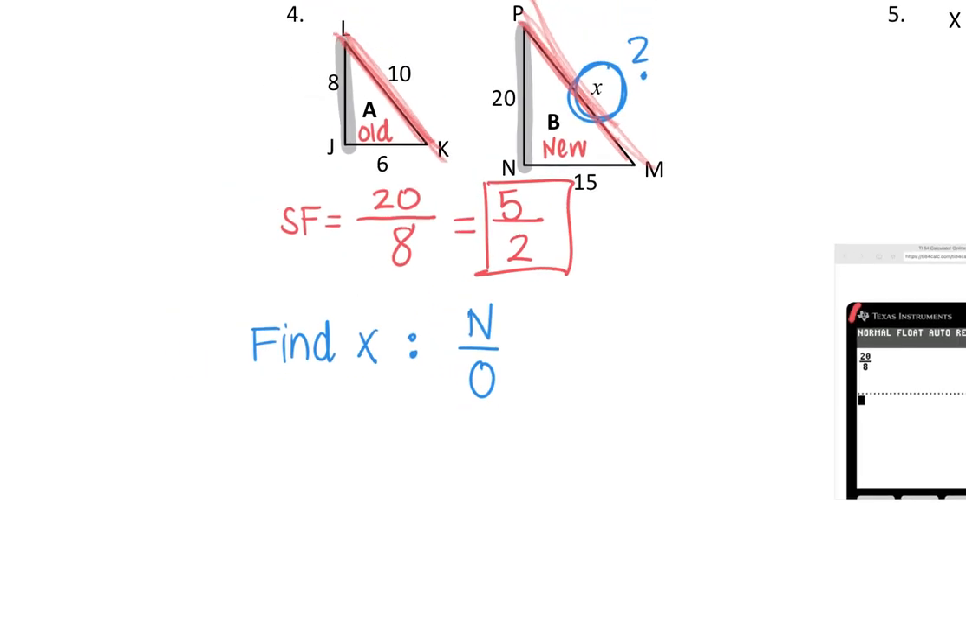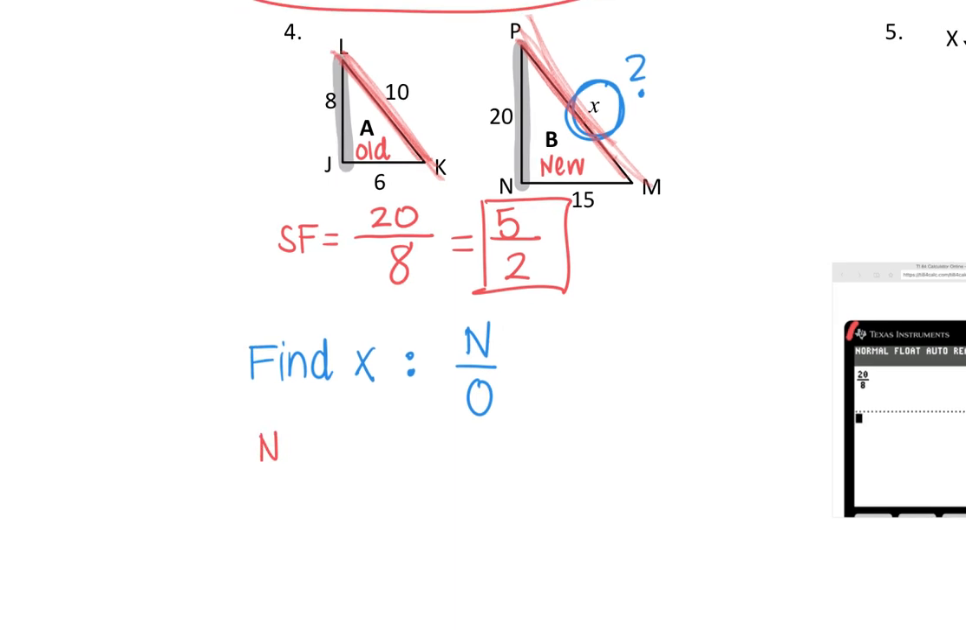Okay, so I'm going to draw my proportions. It's new over old. So I'll do NP over JL, because it's new over old. And then on the other side, I'll do PM and LK.